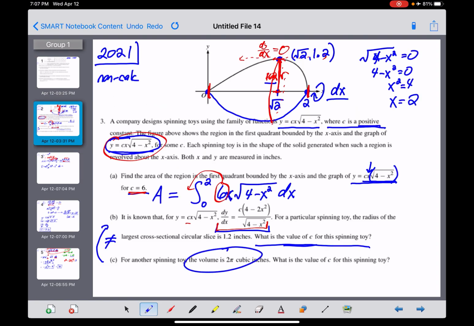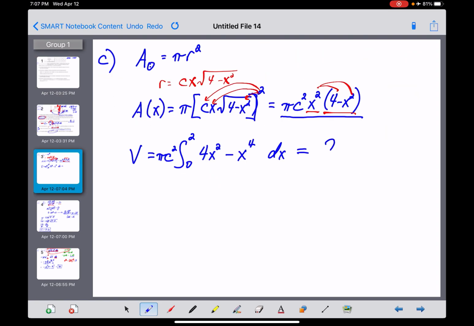And we were told now that for this particular spinning toy, the volume is 2 pi cubic inches. So we're going to set that equal to 2 pi, and we're going to have to solve this thing for c. So this is kind of an unusual problem right here. Okay, this is what we have here, guys, and I think we're going to go ahead and evaluate that integral.